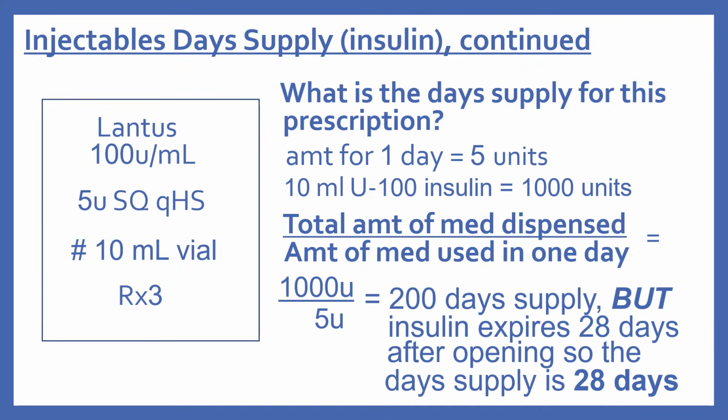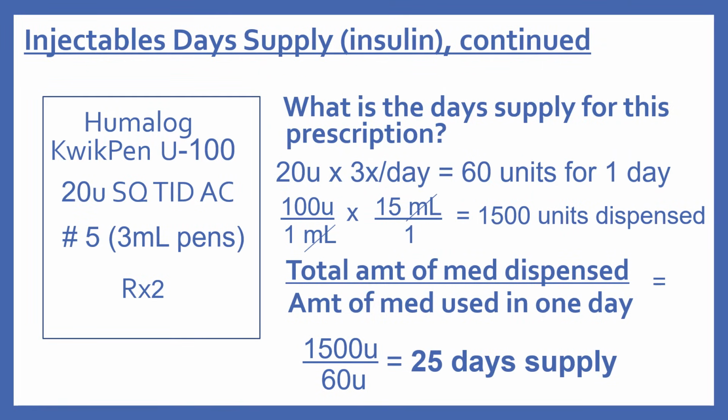So the amount for one day is 5 units, because it's just 5 units once at bedtime. And then a 10 ml vial of U100 insulin, that's what we're dispensing here, equals 1,000 units. That's that little helpful thing I said to memorize. So we'll take the total amount of medication dispensed, divide it by the amount of medication used in one day. So we have 1,000 units divided by 5 units, so that equals a 200-day supply. But insulin expires 28 days after opening, so the day supply for this prescription would be 28 days.